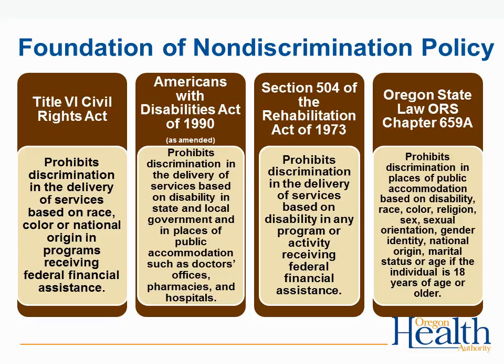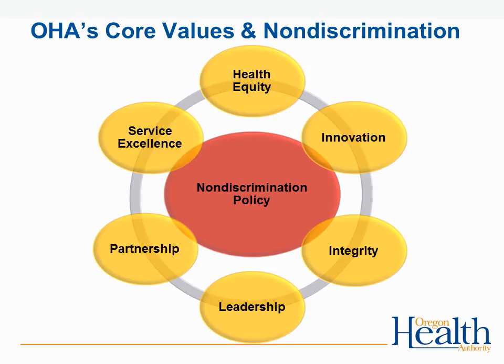And Oregon State Law, ORS Chapter 659A, prohibits discrimination in places of public accommodation based on disability, race, color, religion, sex, sexual orientation, gender identity, national origin, marital status, or age if the individual is 18 years of age or older.